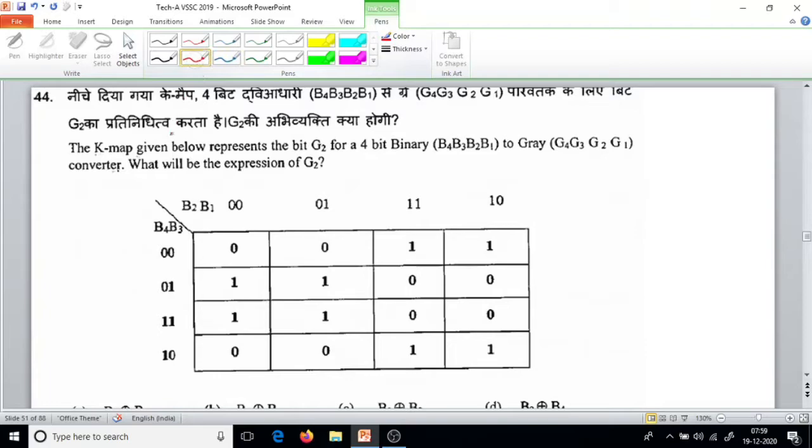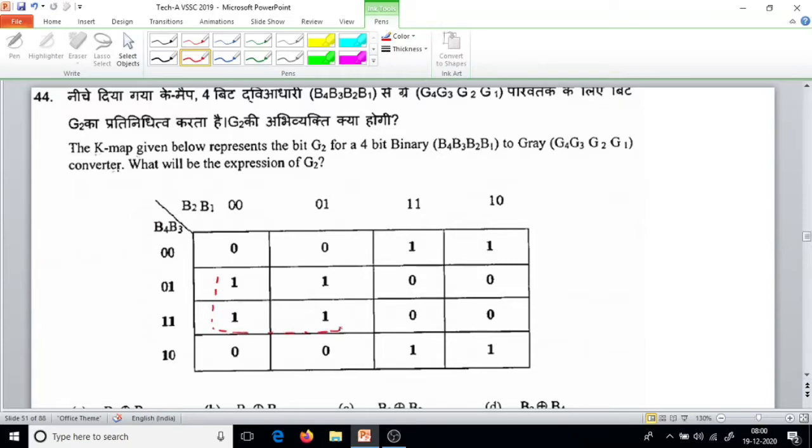Question number 44. The K-map given below represents the bit G2 for a 4-bit binary B4, B3, B2, B1 to Gray, G4, G3, G2, G1 converter. What will be the expression for G2? The question is simple: what is the output of this Karnaugh map?